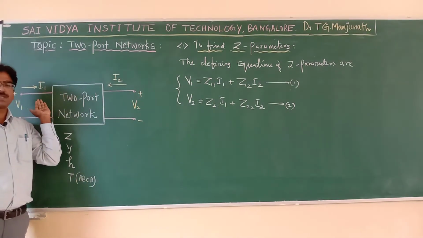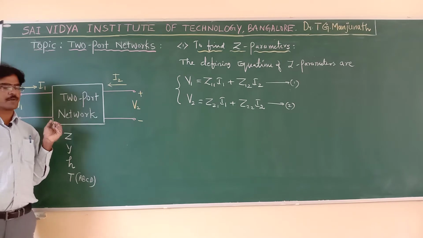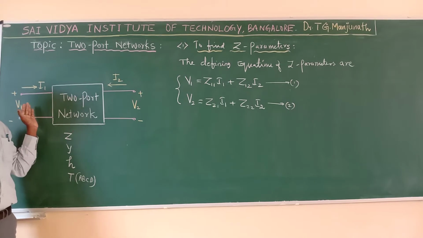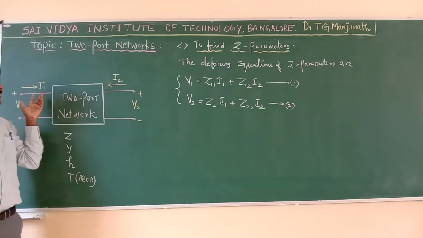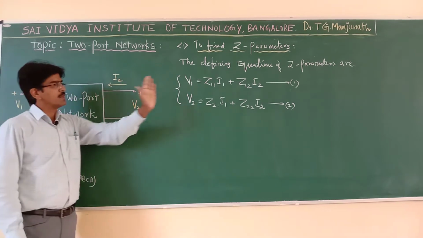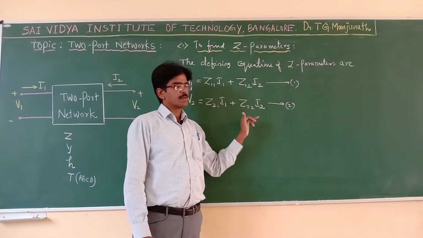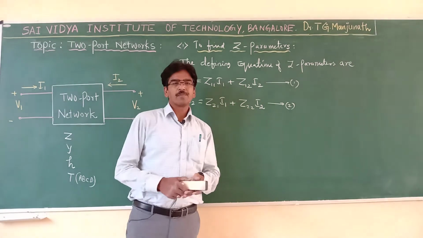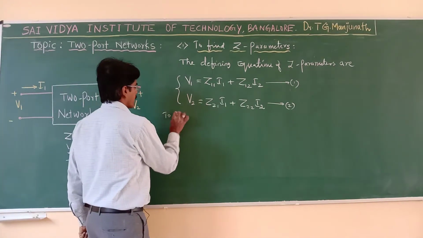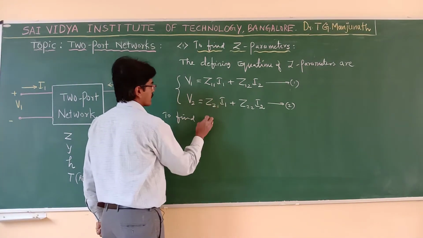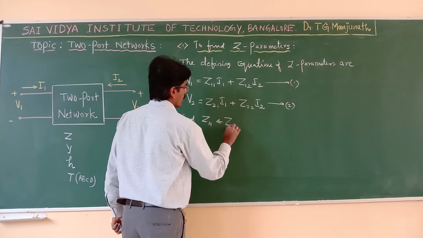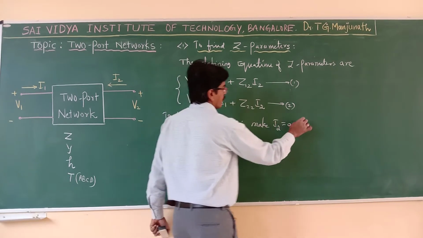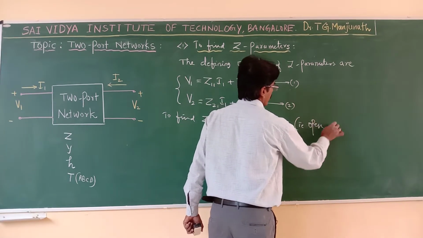Similarly, to find the other two parameters, I will make I1 0. I1 is the current at the input port. So, how to make current I1 0? Again create an open circuit, at the input port, and you can make I1 0. Once you make I1 0, I can find these two parameters: Z12 is equal to V1 by I2, and Z22 is equal to V2 by I2. That is, to find Z11 and Z21, make I2 equal to 0, that is, open circuit.